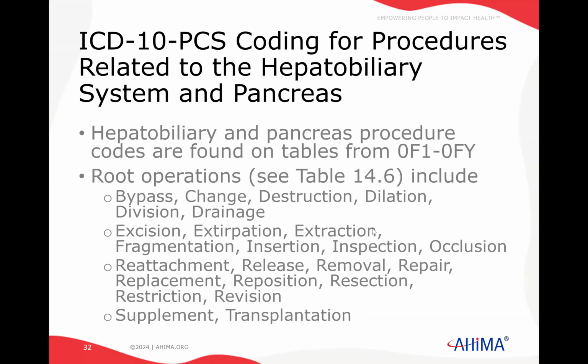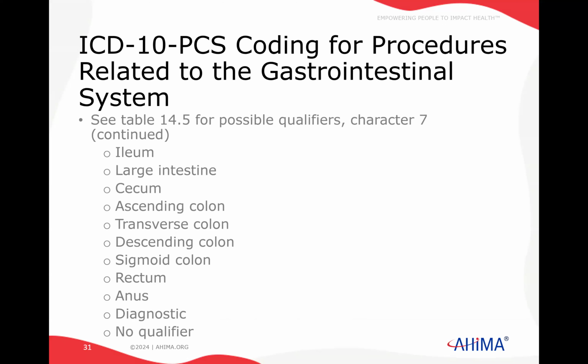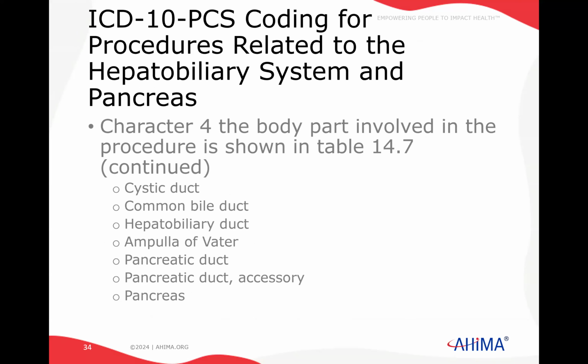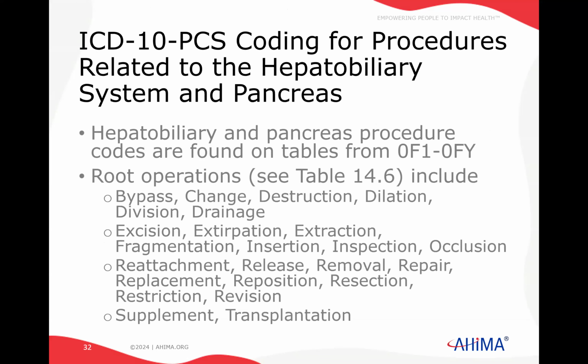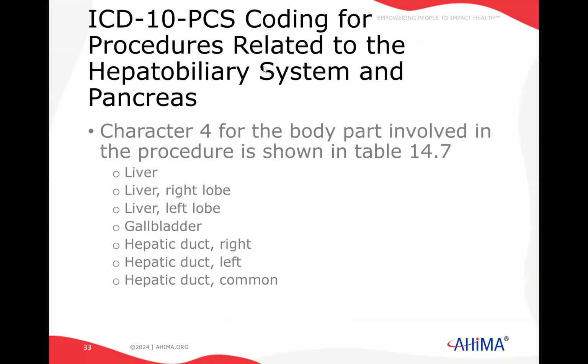Now we're going to get into the hepatobiliary system, right? So this is pancreas, liver, etc. And the root operations in 14.6, we see much of the same ones we saw before. We also have supplement and transplantation, right? Character 4, just like we saw before, is the body part. But note here, the body parts are a little bit different in this table that we'll take a look at.